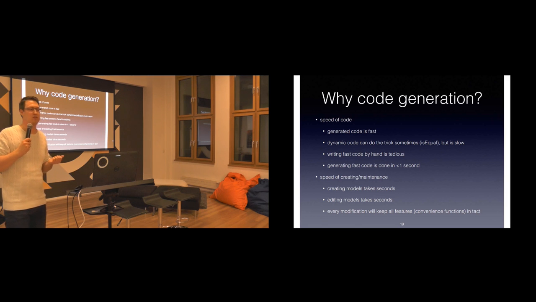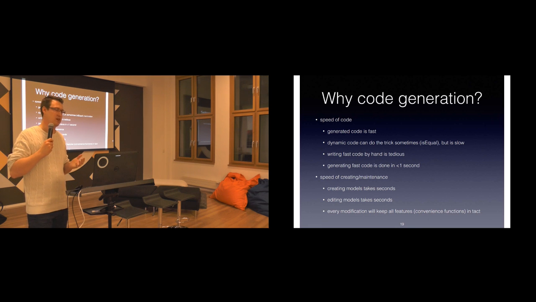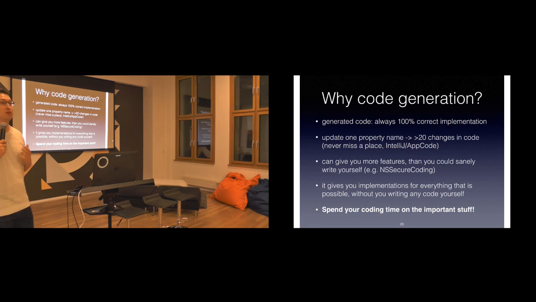Also, creating new models is fast, editing the models is fast, and every time you modify something, it will keep track of all the features. So here are some more points. The code always works. There are no typos or small things like, oh, I forgot, I didn't see. Like I said, one example is you have a typo in the name of a property and you rename it. And there are more than 20 places in code that are now updated for the isEqual method, for the copy method, for the description method, and so on and so forth, that you would not want to do by hand.